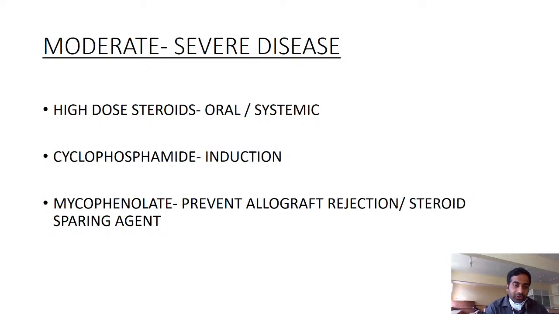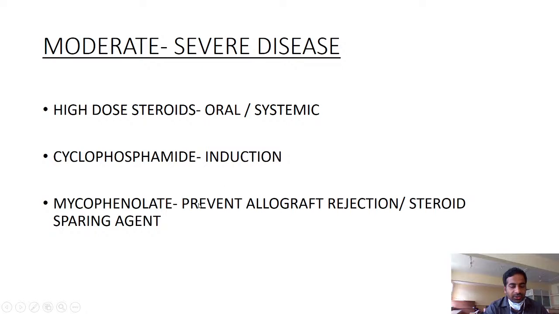For induction, you can go with high dose steroids. The dose will be methylprednisolone around 15 to 20 milligrams per kg, that is around 500 to 600 milligrams per day. Call it pulse methylprednisolone, or you can go for 1 gram for around 3 to 5 days, along with cyclophosphamide. So that is the initial induction.